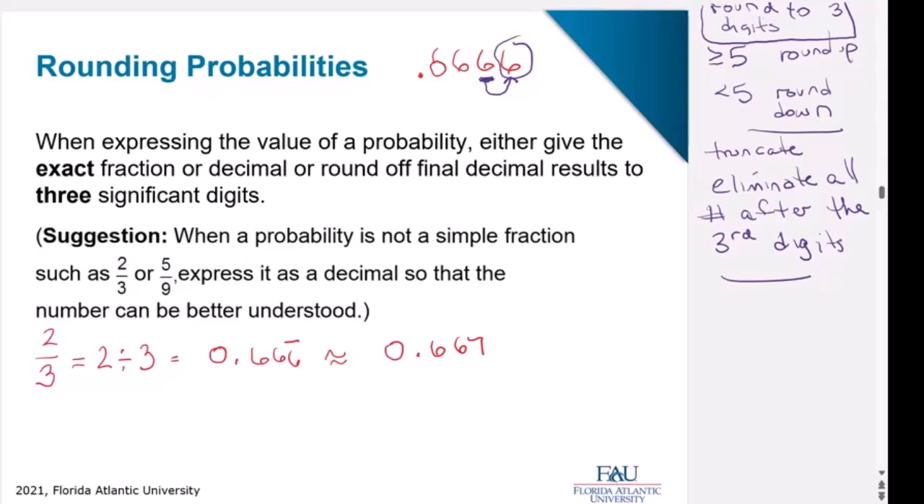If I look here at my 6, if I look to the right, it's a 6. If it's a 6, that's greater than or equal to 5. I go back to the number before it, and I round it by saying 0.667, because I'm rounding up. This 6 becomes a 7. The same thing for 5/9. They are exact fractions, but when they turn into a decimal, they mostly repeat.